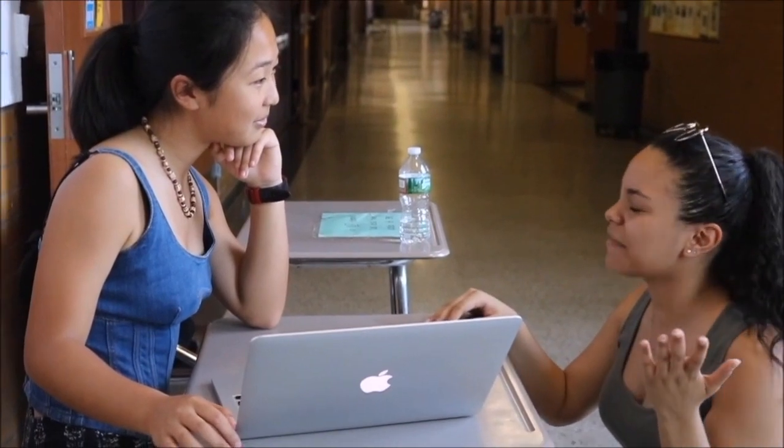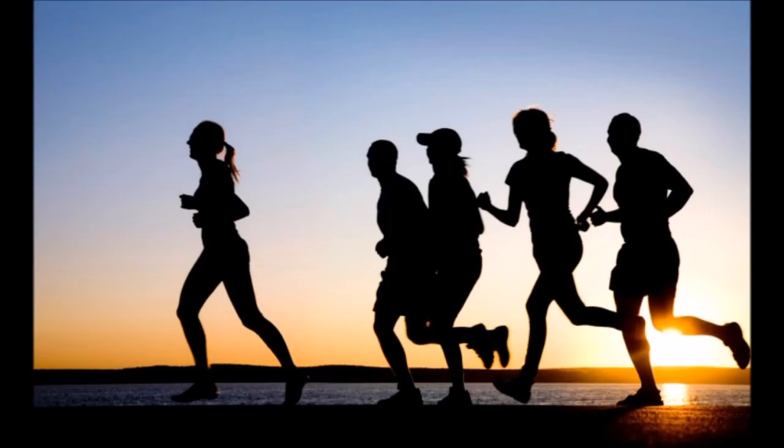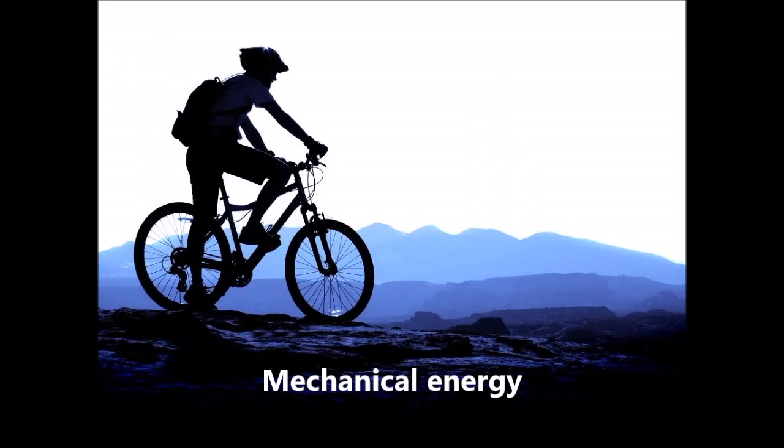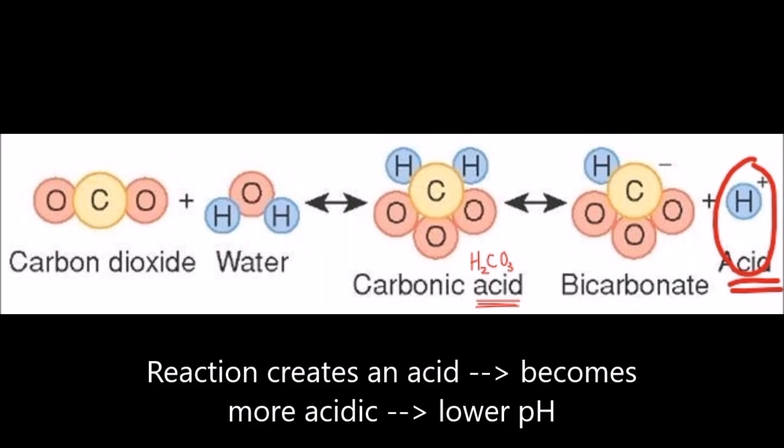But what does any of this have to do with our blood? Well, little Phil, there are 3 types of buffers in our blood. Let's learn more about them. Okay. The most important is the carbonic acid bicarbonate buffer. During exercise, muscles use up oxygen as they convert chemical energy and glucose to mechanical energy. This chemical change lowers the pH in your blood.